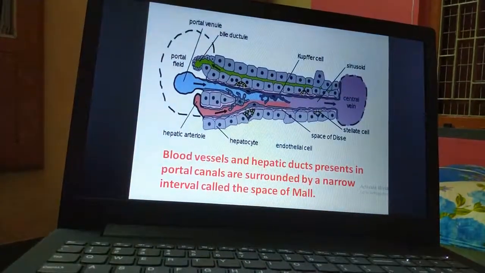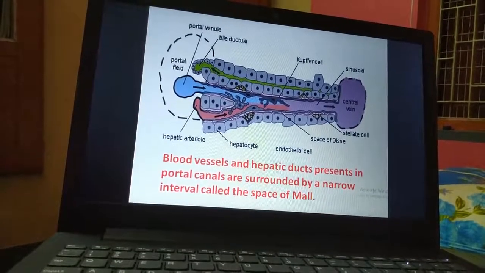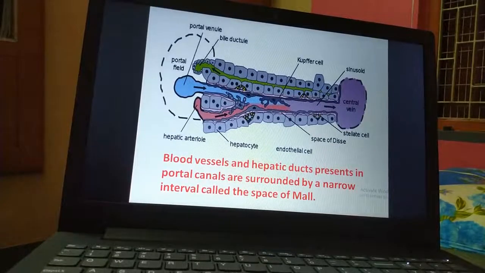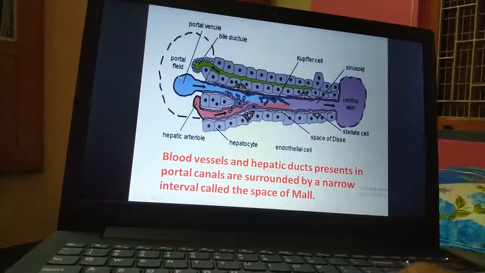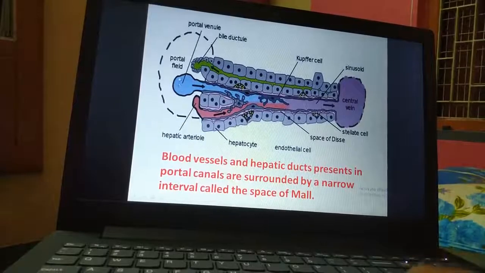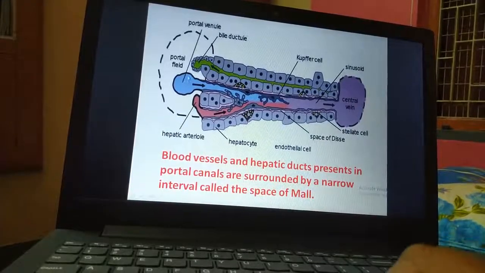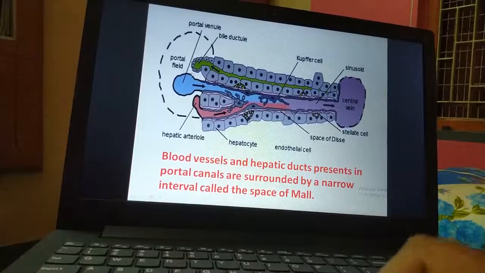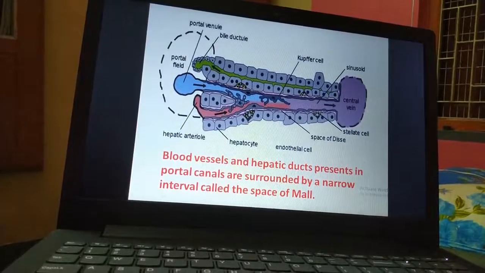Next, we should remember that the blood vessels and hepatic ducts present in portal canals are surrounded by a narrow interval called the space of Mall. Here you see this particular area with a branch of the portal vein, and in between there is a potential space. This potential space is called the space of Mall. Mall was the scientist.